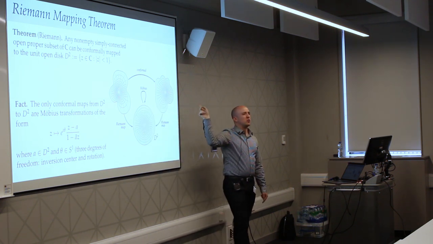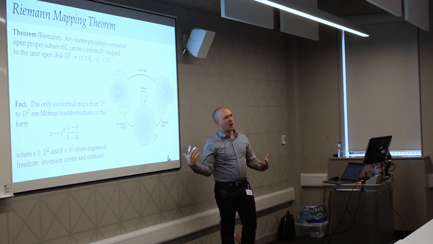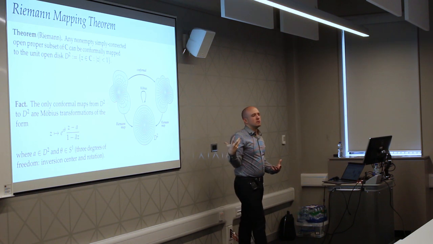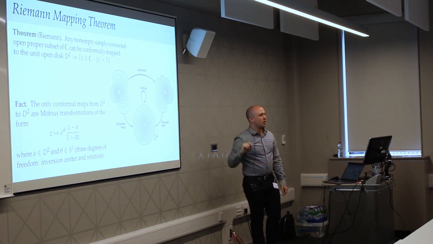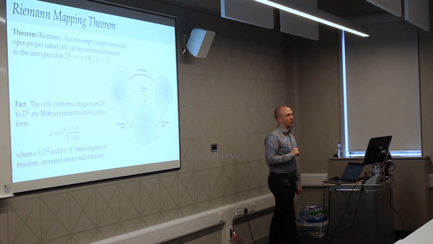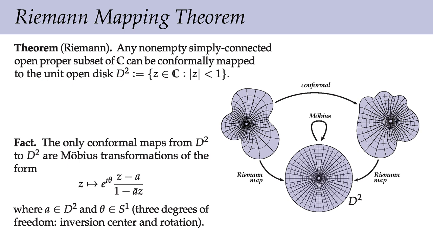You can start to see why this might be useful for geometry processing. I have two different shapes. I want to transfer some attributes from one to the other. I want to compare them. I want to see if they're similar or different. All these different things you can do through this tool of uniformization. This doesn't yet tell you how to compute this map. We're not yet talking about algorithms, but at least it tells you that it's possible.